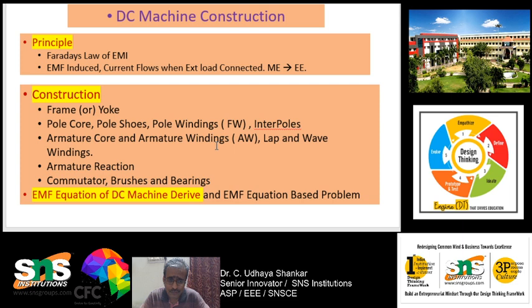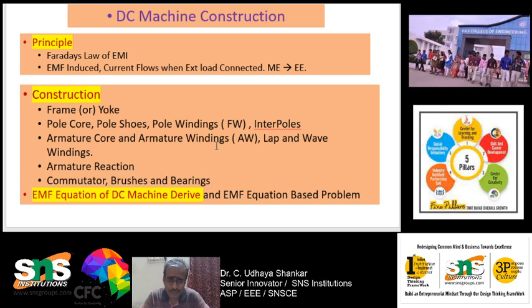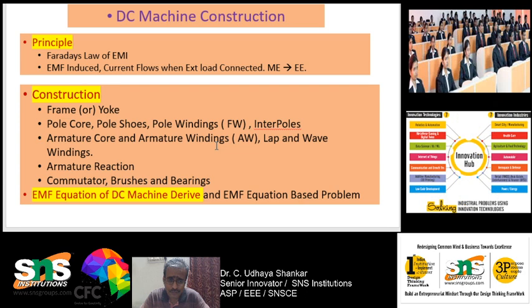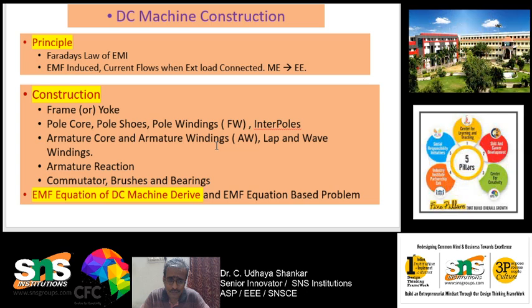On the inner periphery of the yoke, you will have the pole core. We fix the pole core, the pole shoes are fixed to the pole core, and there are pole windings on the pole core. We use windings because in a DC generator we normally do not use a permanent magnet, we use an electromagnet. If we pass electric current through the windings placed on the pole core, it makes the pole core an electromagnet. That is the principle.